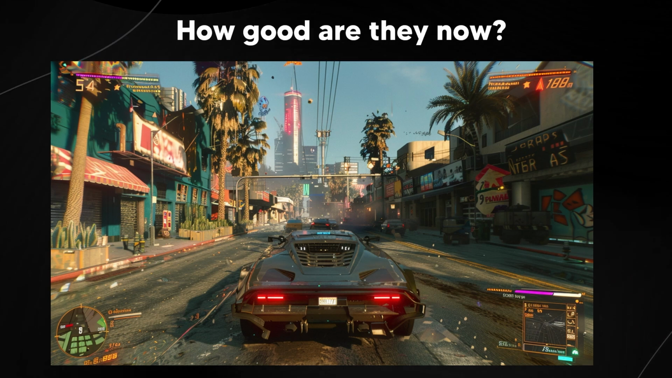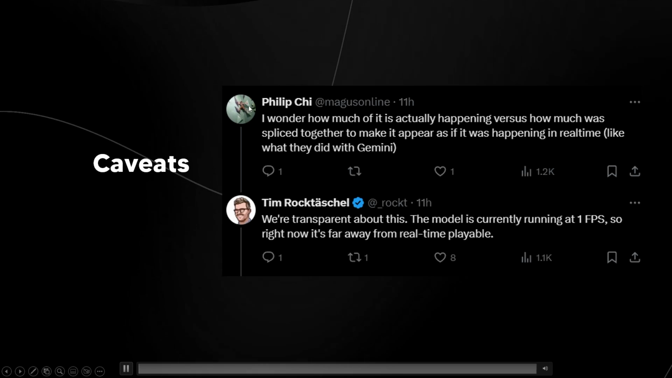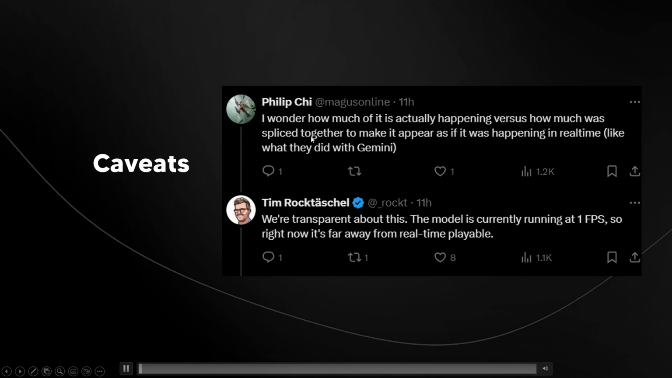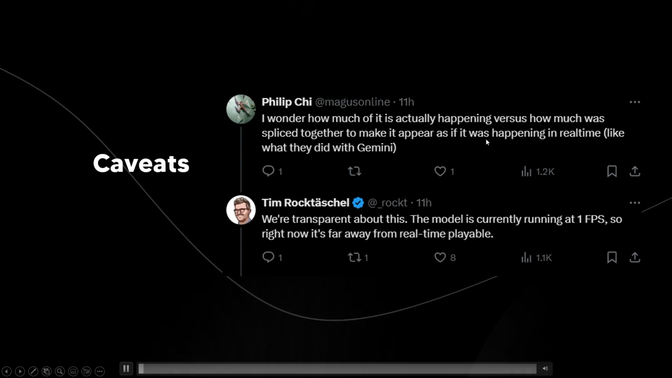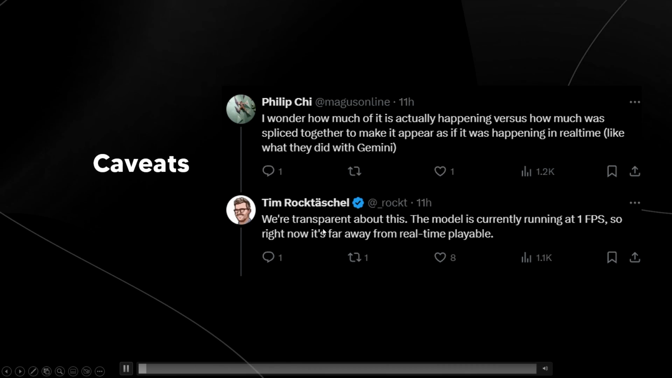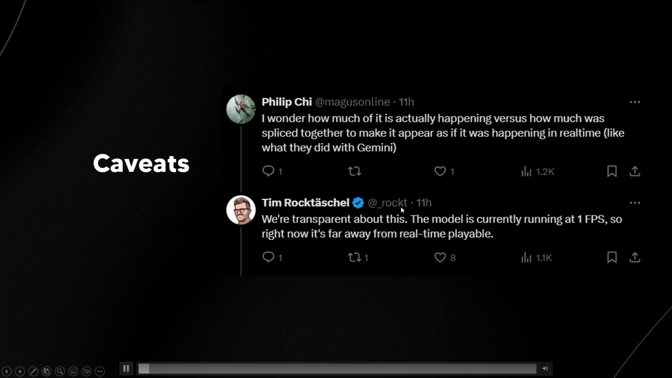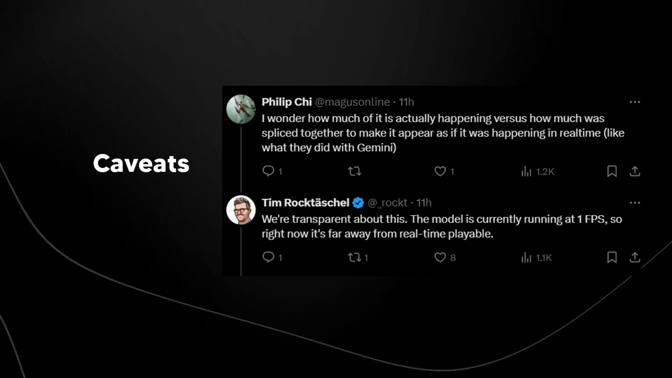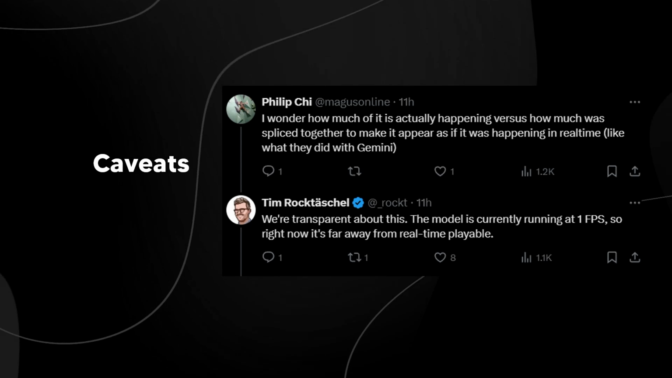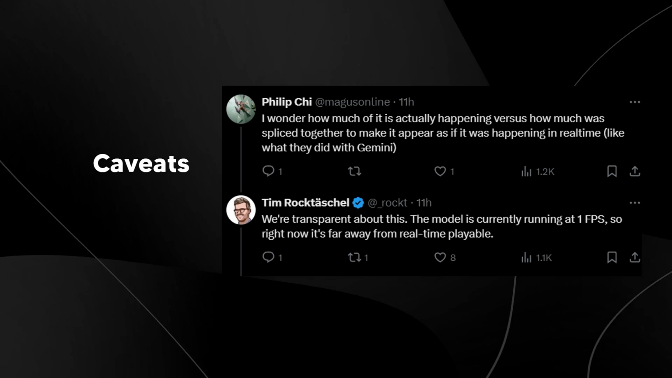Now, one thing I do want to add, and this isn't just to dig at Google or anything like that, but I think it's always important to present all the information, was that someone actually commented saying, I wonder how much of it is actually happening versus how much was spliced together to make it appear as if it was happening in real time, like what they did with Gemini. And he said, we're transparent about this. The model is currently running at 1 FPS. So right now it's far away from real-time playable. However, remember, these very, very small models don't always perform that well in terms of what they're able to do at an actual use case. But with larger models and more efficient models, we do know that this will become possible in the future.